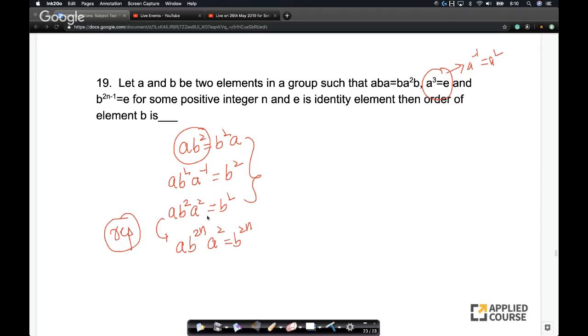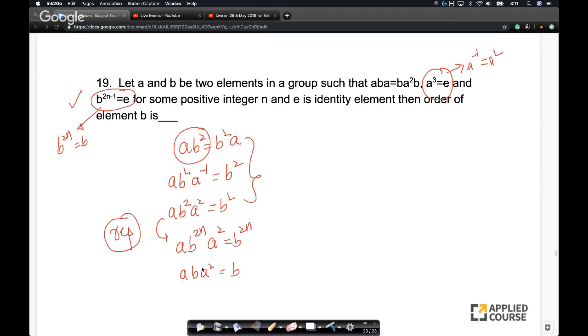Okay, now let's see. Now I'll try to simplify this further, right? So again, why did I write it in this form? Because I'm given this and I want to use this: B power 2n minus 1 equals E. What does that imply? That implies B power 2n equals B. So this becomes ABA square equals B. This is what I got.